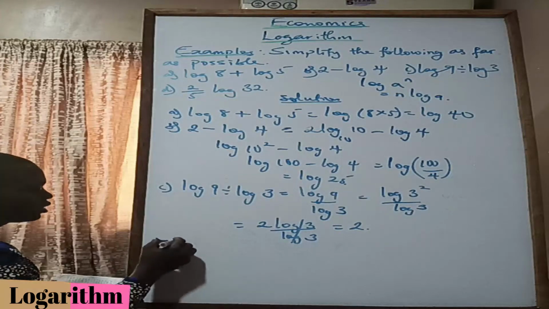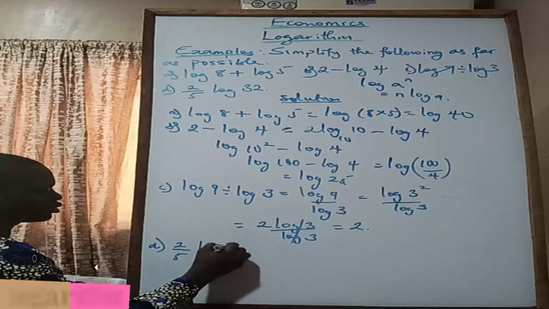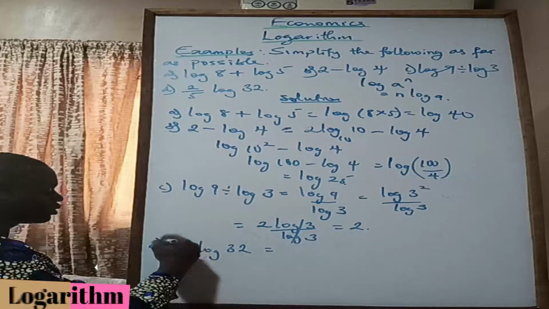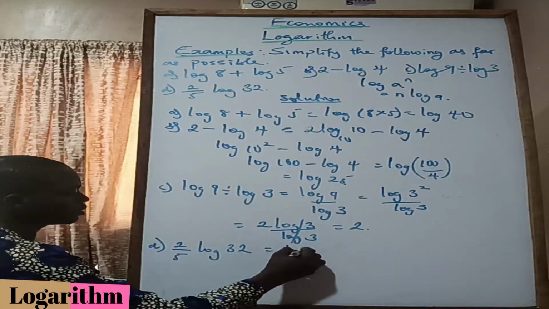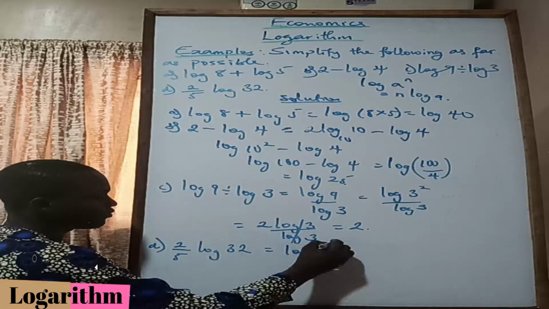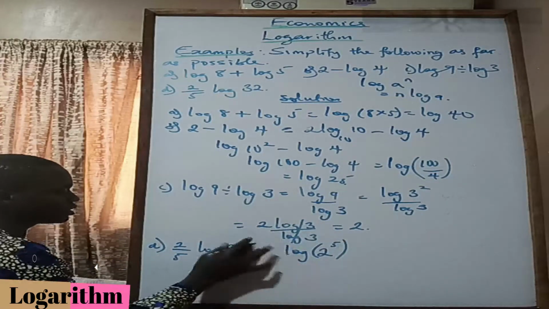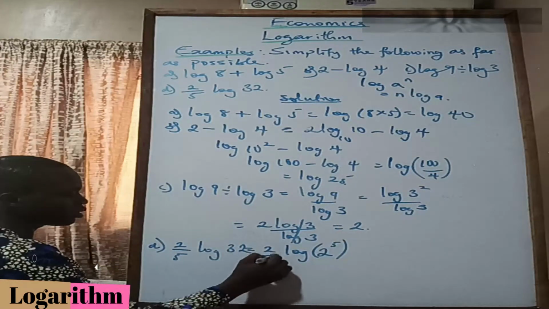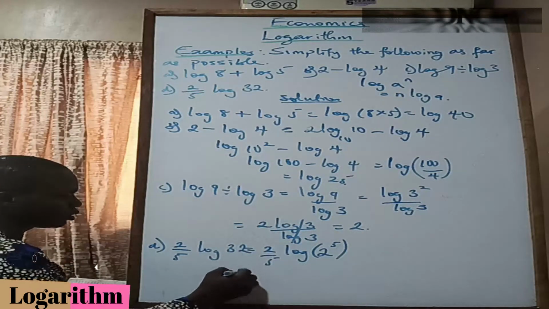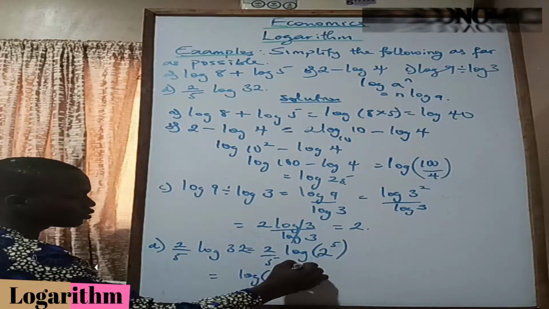Now D looks difficult, but it is really simple. 2 over 5 log 32. So what we have to do is two things. First, we bring the power of 2 over 5 up to this side. So we have log. But then we can also express 32 in a similar form. 2 raised to 5, for example, is the same as 32. Okay, let me do it this way so I don't confuse you. So from there we are going to have log 2 raised to 5, then all of this raised to 2 over 5.